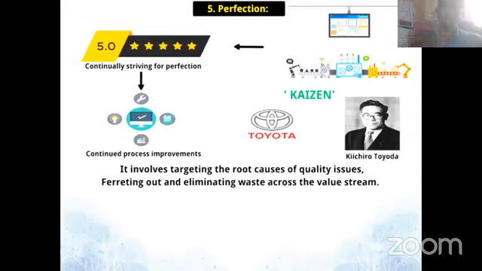This concept was coined by Ichiro Toyoda, which is called Kaizen. It involves targeting the root cause of quality issues, ferreting out and eliminating the waste across the value stream. So you find out the root cause within any step or within any process flow.